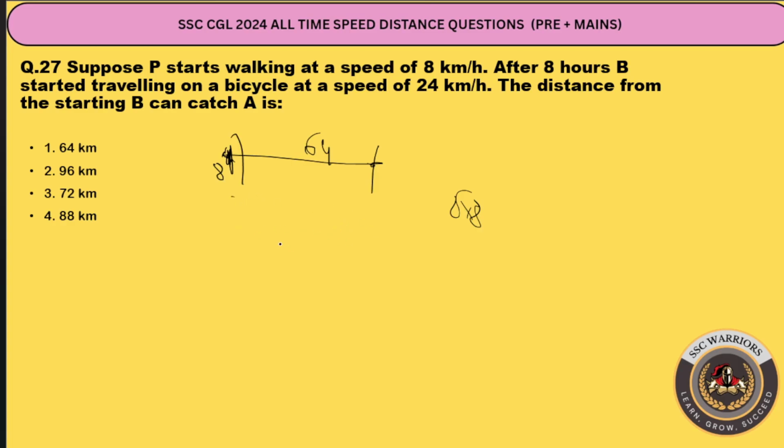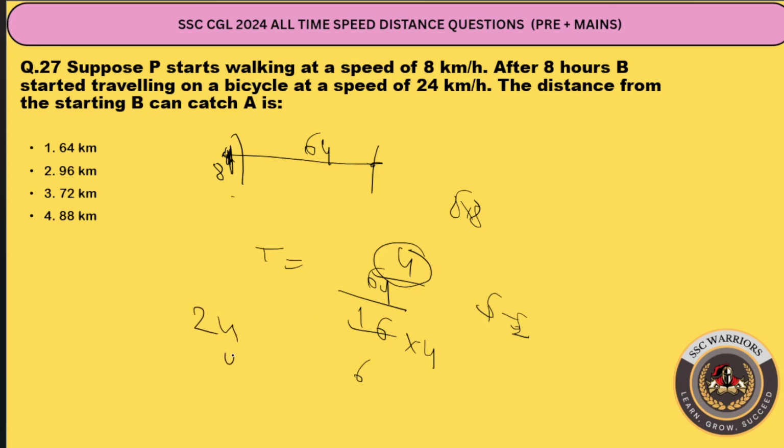So time is distance upon relative speed. Relative speed is S1 minus S2, that is 24 minus 8, that is 16. So time is 4 hours. So the distance from the starting point where B can catch P: for 4 hours, B will travel 96 kilometers.